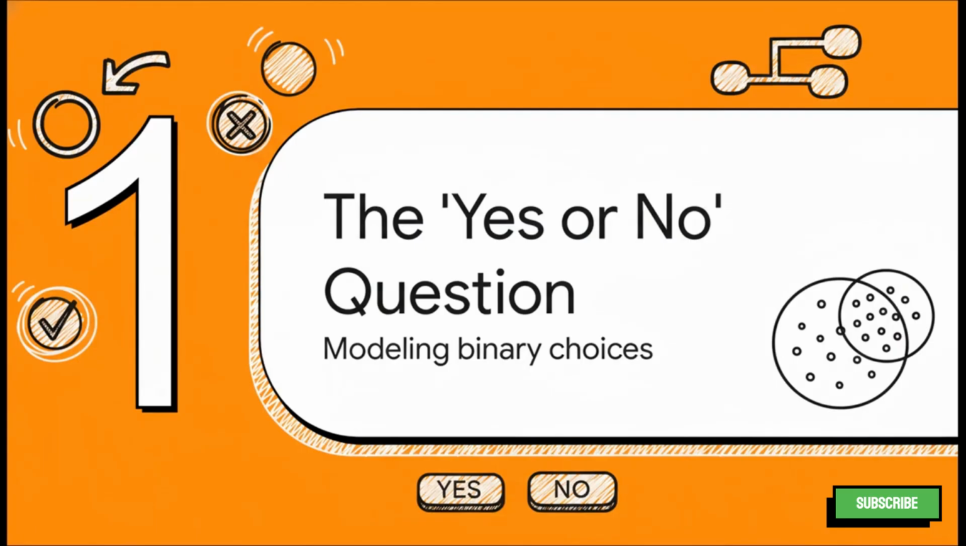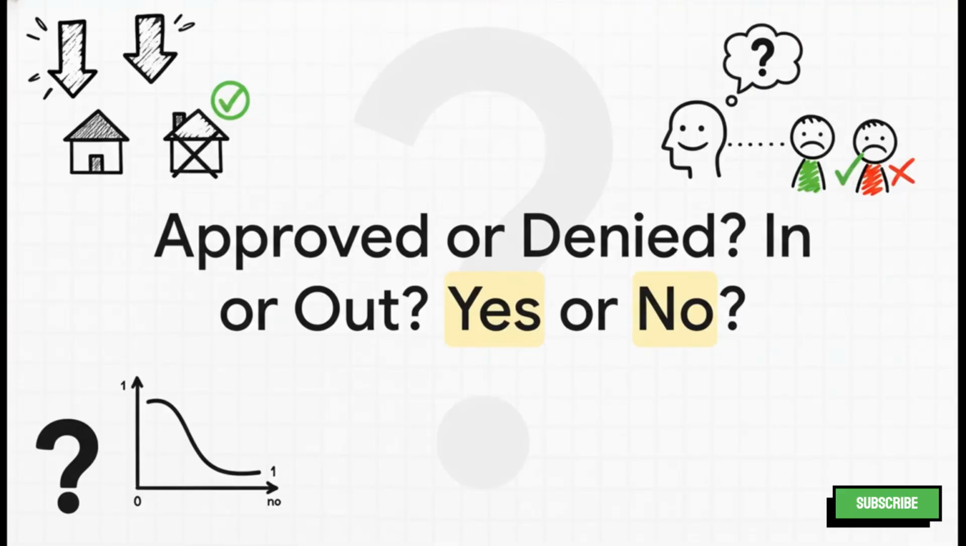All right, first things first. What kind of questions are we even talking about here? We're diving into situations where the outcome isn't some number that can be anything. It's just one of two things, a simple binary choice. So many of the biggest questions in life, and definitely in business, really just boil down to this. Is a mortgage application getting approved or denied? Is a customer going to stay or are they going to churn? It's these kinds of black and white outcomes we want to get a handle on and hopefully predict.